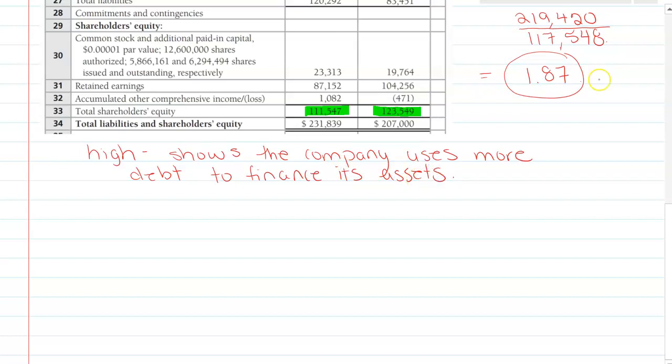And then if it's low, so this one's low, then that means they're relying more on their common shareholders to finance their total assets. So if I just wanted to say what this number is, all I'm really saying is for every $1 of common equity, I'll just say $1 of common equity, finances or pays for $1.87 of assets.